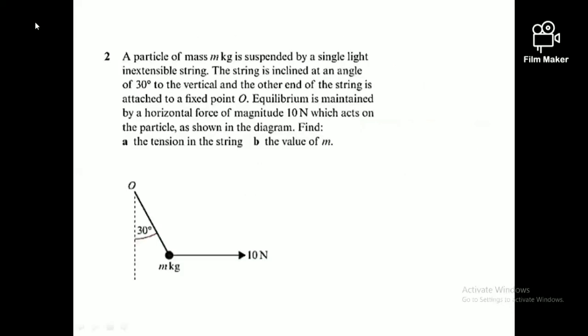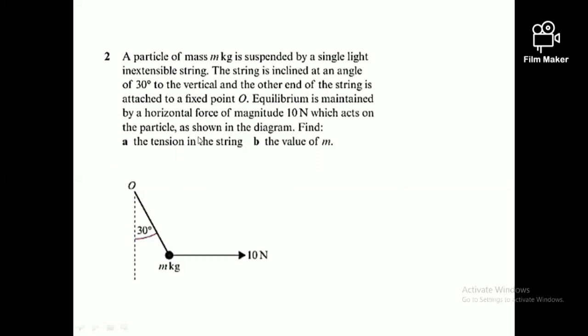A particle of mass m kilogram is suspended by a single light inextensible string. You know that light inextensible means the tension is unique throughout the string. The string is inclined at an angle of 30 degrees to the vertical, and the other end of the string is attached to the fixed point O over here.